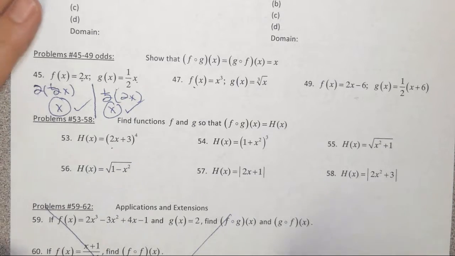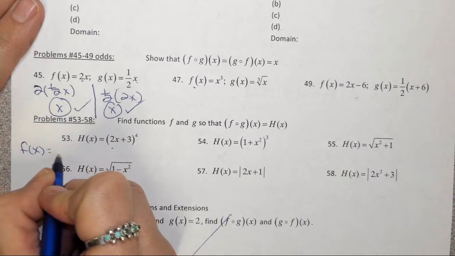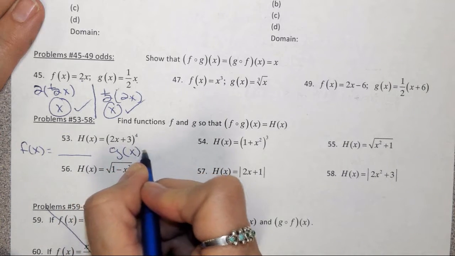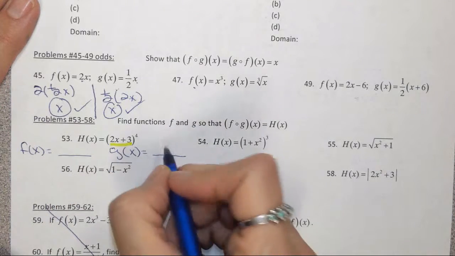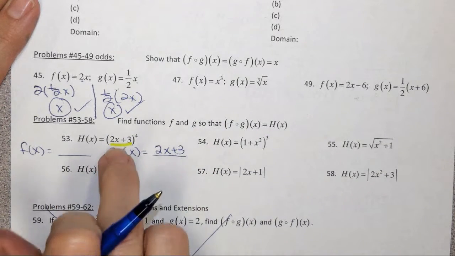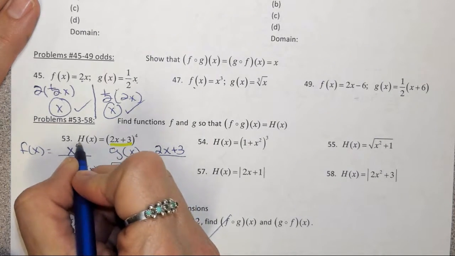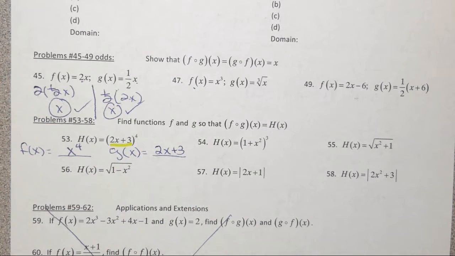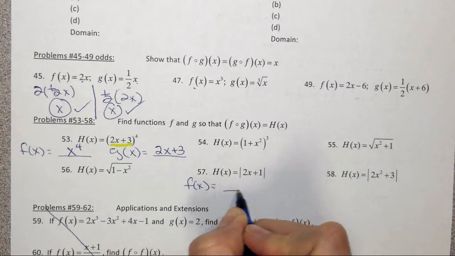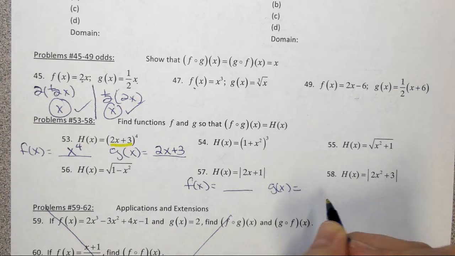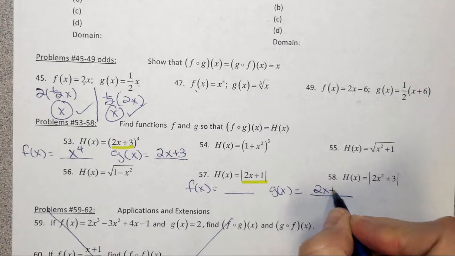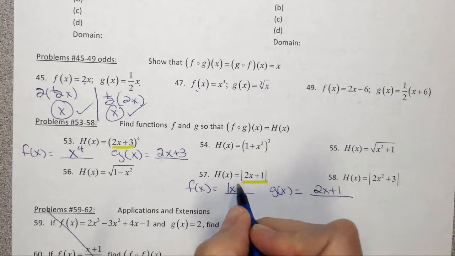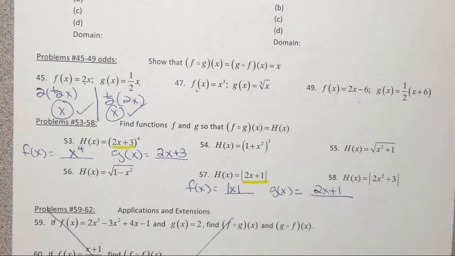For 53 through 58, this is where you're writing down f of x equals, g of x equals. Okay. When we did our notes, I said go underline what's in the parentheses, and that's your g of x. You replace what you underlined with an x, and that's your f of x. I believe I also did 57 with every class. Again, 2x plus 1 is in the parentheses. And then I replace that with x, and I get the absolute value of x. And that's it. Good luck with your homework.